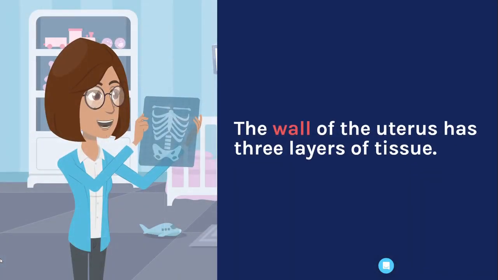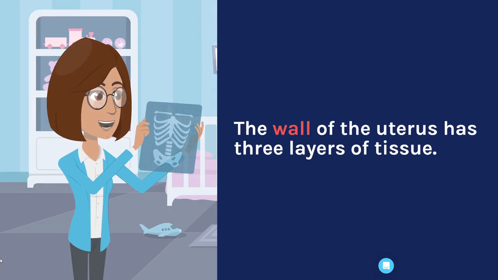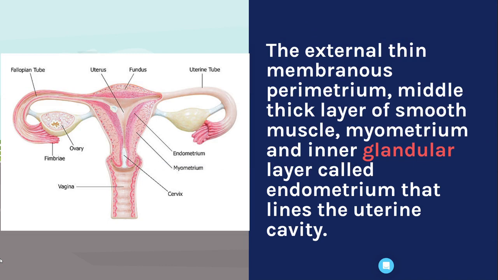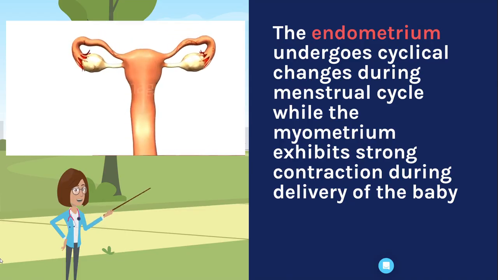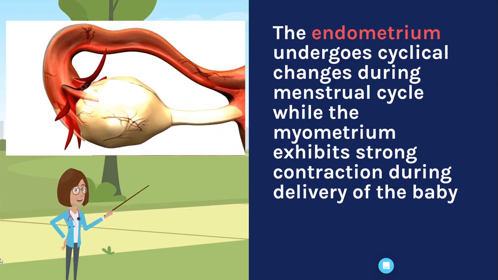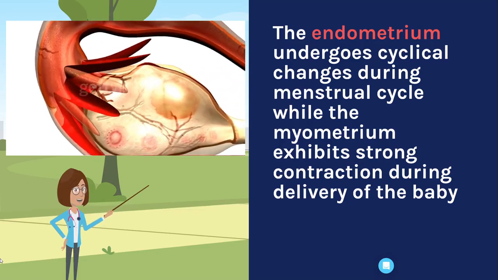The wall of the uterus has 3 layers of tissue. The external thin membranous perimetrium, the middle thick layer of smooth muscle, myometrium, and the inner glandular layer called endometrium that lines the uterine cavity. The endometrium undergoes cyclical changes during the menstrual cycle while the myometrium exhibits strong contraction during delivery of the baby.